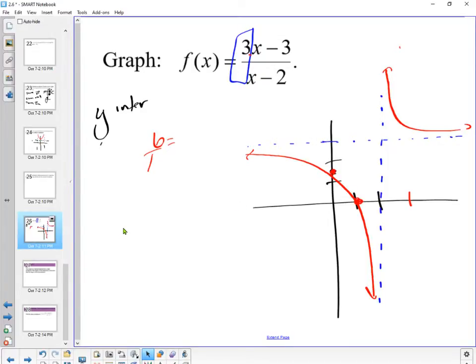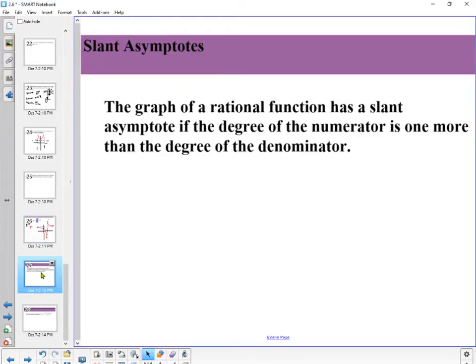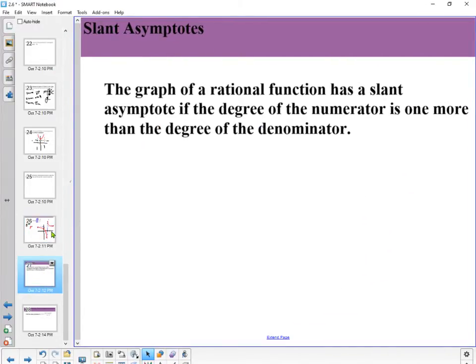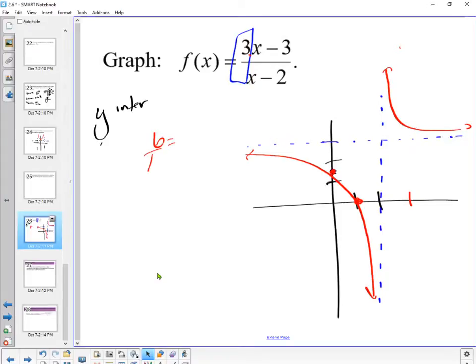Questions on this problem? Sharif? Welcome back. We're good? All right, let's see what else we got.